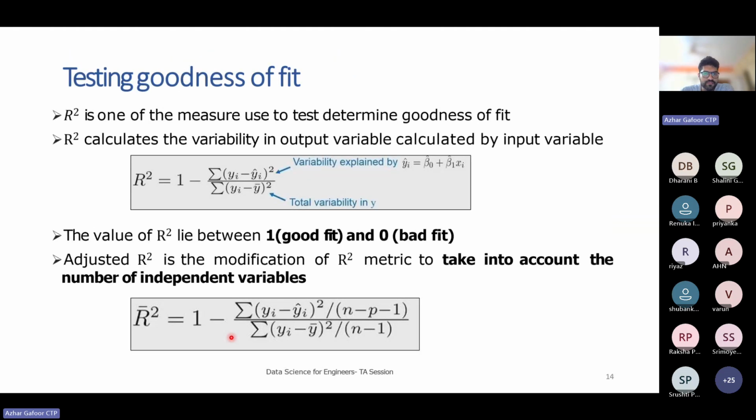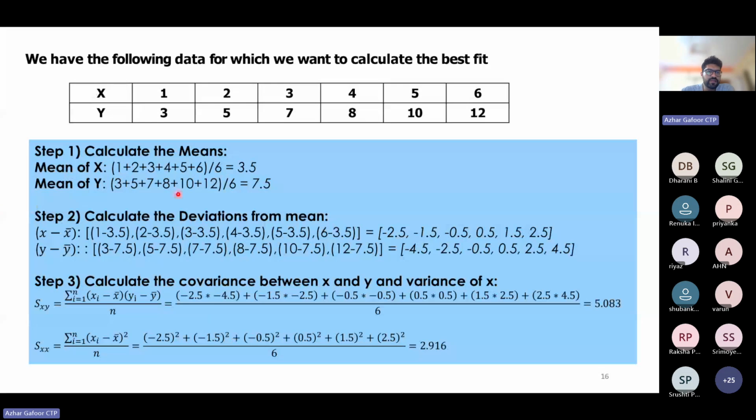All right, so let's see. Here we are finding the mean first. Then we will find x minus the mean for each value, and also y minus the y mean. Then we'll calculate the covariance between x and y and the variance of x. The covariance is calculated by x minus x bar into y minus y bar. Here we will get the two terms Sxy and Sxx.